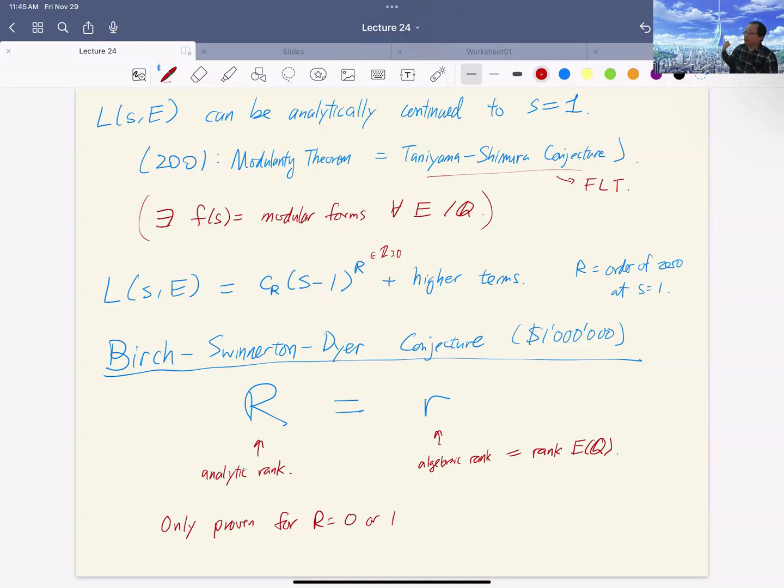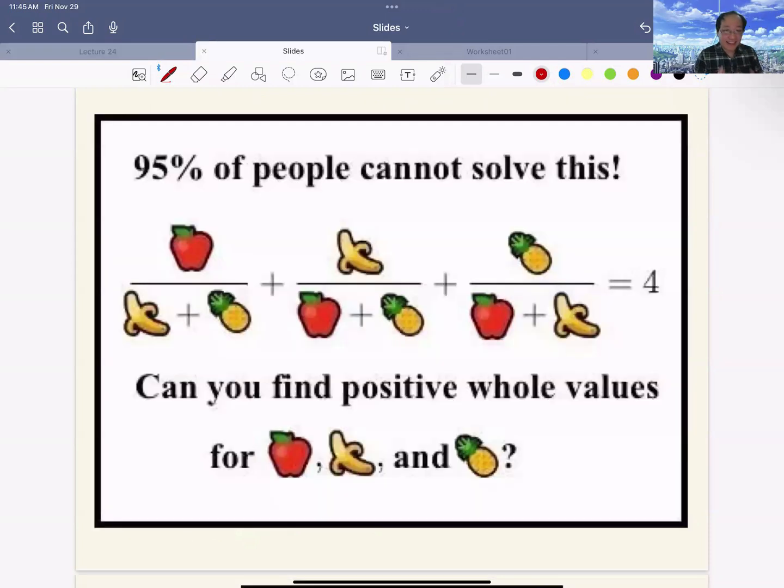Of course, we have to go back to the no-money problem. 99.99995% of people cannot solve this. But now, at least we are the 0.0005% that hopefully can. So this is so evil looking. You are asked to find positive whole values, meaning positive integers, so a positive integer solution to apple over banana plus banana over pineapple plus pineapple over apple equals 4.